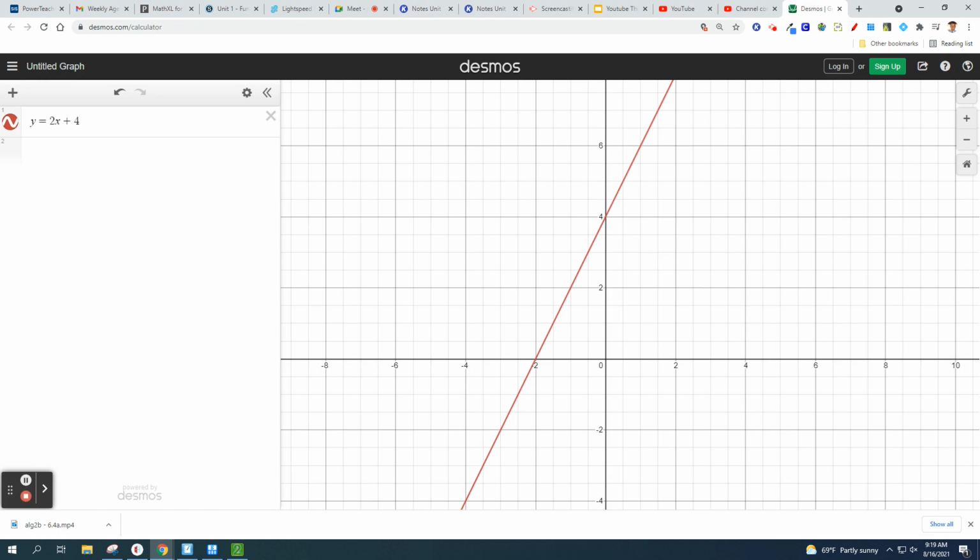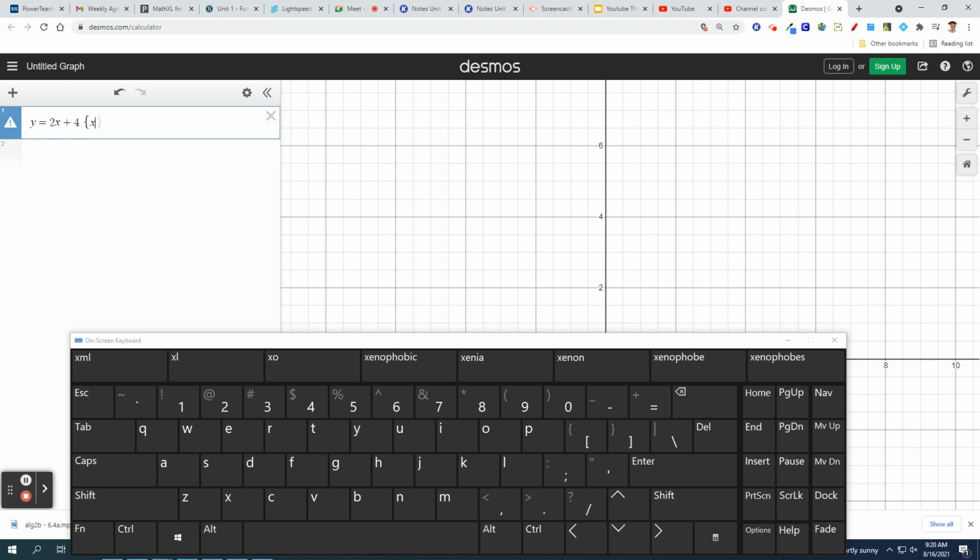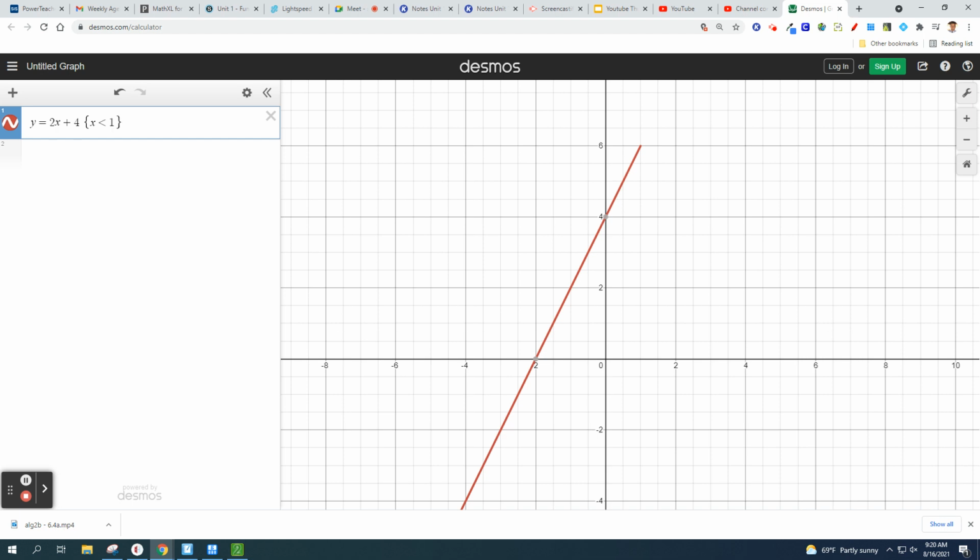So what I want you to do then is, okay, on the same line as the equation, hit a space, and then I want you to find the squiggle brackets. Squiggle brackets on my keyboard is over here next to the P. I'm going to have to hit Shift to get there. Shift, squiggle bracket. And then what was it? X is less than 1. I'm going to type x and less than 1. And I'm going to close my squiggle. All right, now check out what that did to my graph. What did that do to my graph?